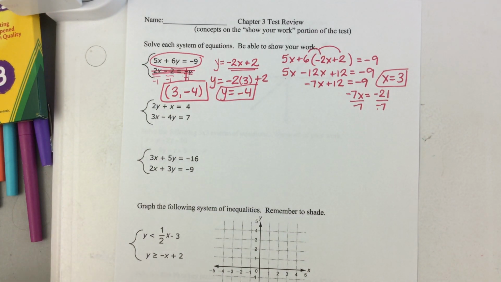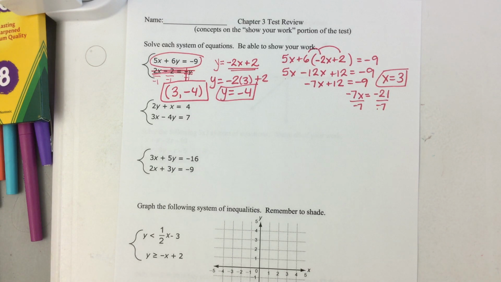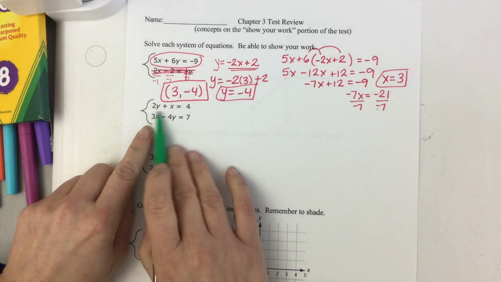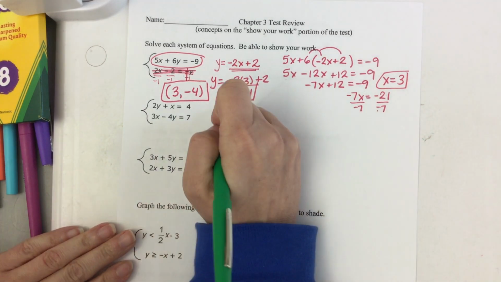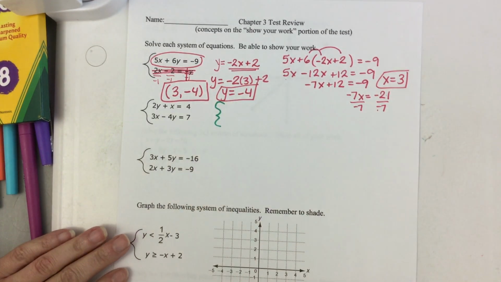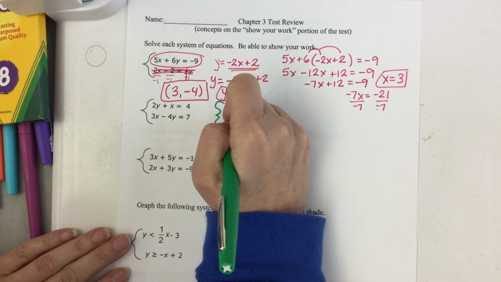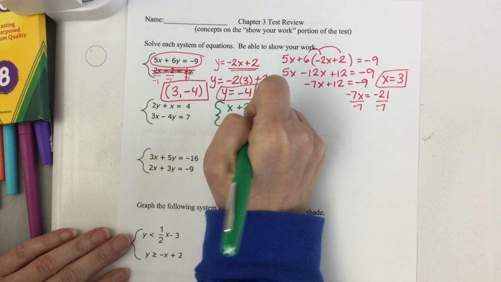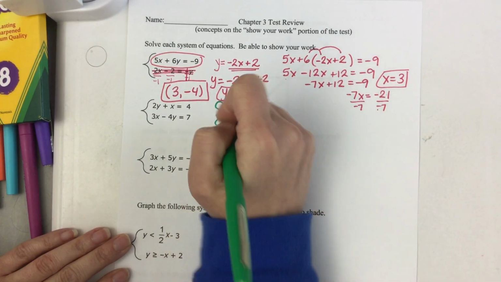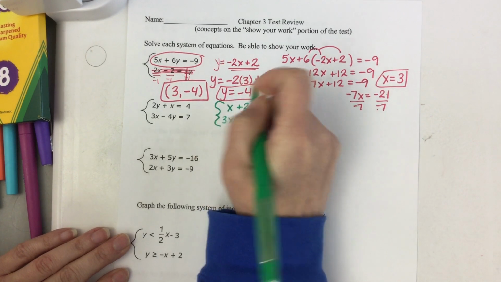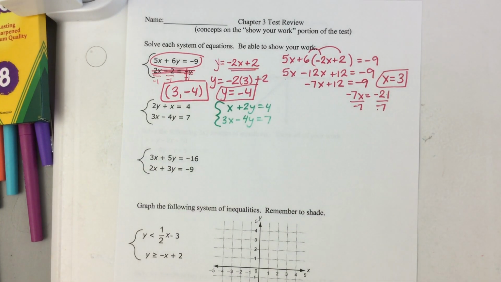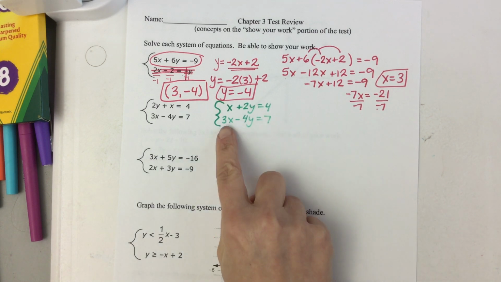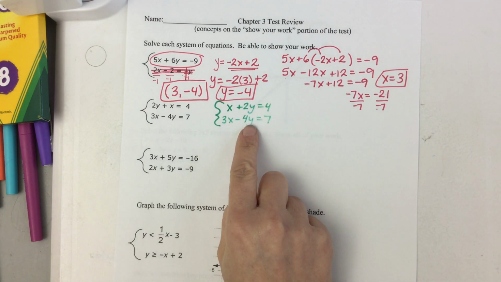Okay, now here's another one. One thing you really want to be careful with is the order of this. You want to make sure that you line up your x's and your y's. So before I figure out what method I want to use, I'm going to rearrange this: x plus 2y equals 4, 3x minus 4y equals 7. Again, make sure that your x's are lined up and your y's are lined up.